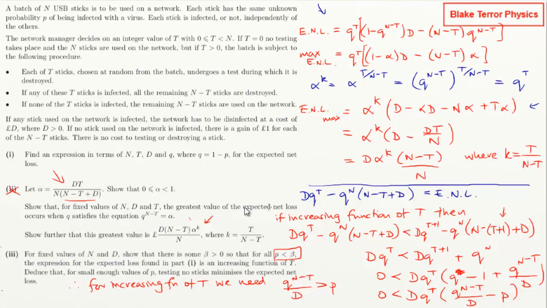So I'm going to try and squeeze it on here because I'm probably going to have to use some of this. Let's write it in the middle. So as p goes to 0, so that's small enough p, that means that q is going to 1, and that means that q to the n minus t will tend to 1. So we're getting that p needs to just be less than 1 over d.